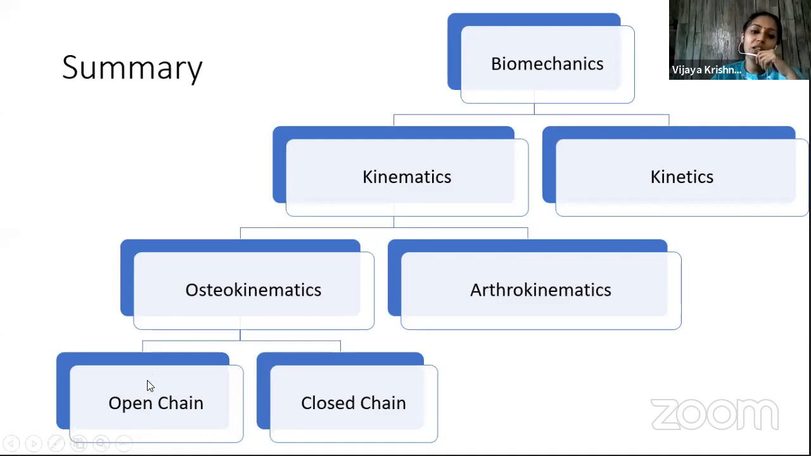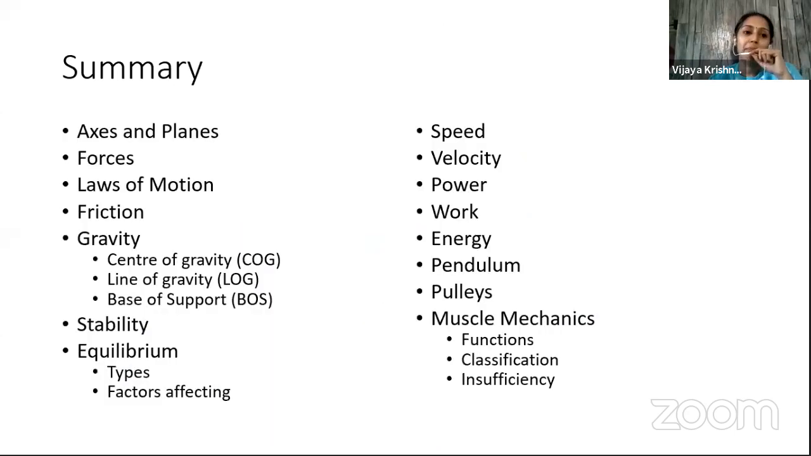Osteokinematics is further divided into open chain kinematics and closed chain kinematics. Open chain kinematics, where the distal segment is free in nature. The closed chain kinematics, where the distal segment is fixated. These are the broad classifications on biomechanics that we covered today. We move to the next segment where we learned different terminologies in mechanics affecting the motions of the human body. Few of them are here.